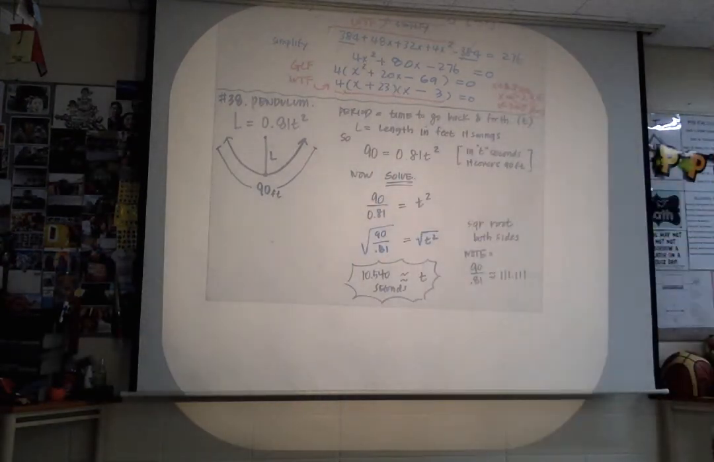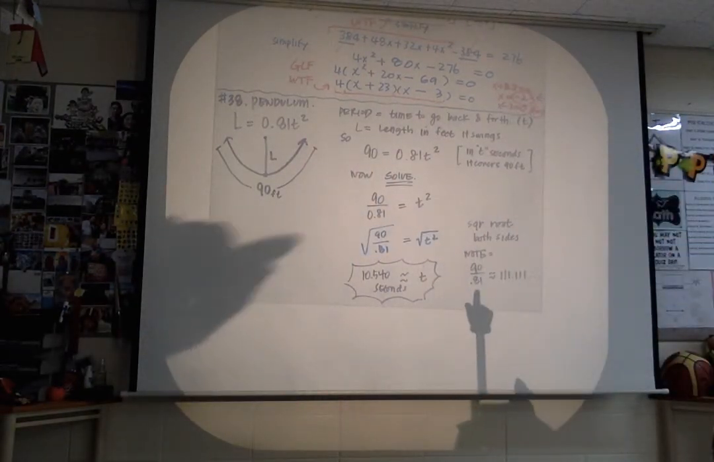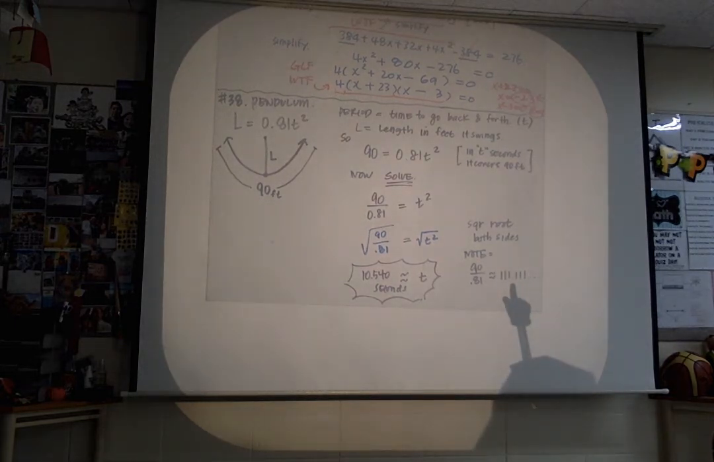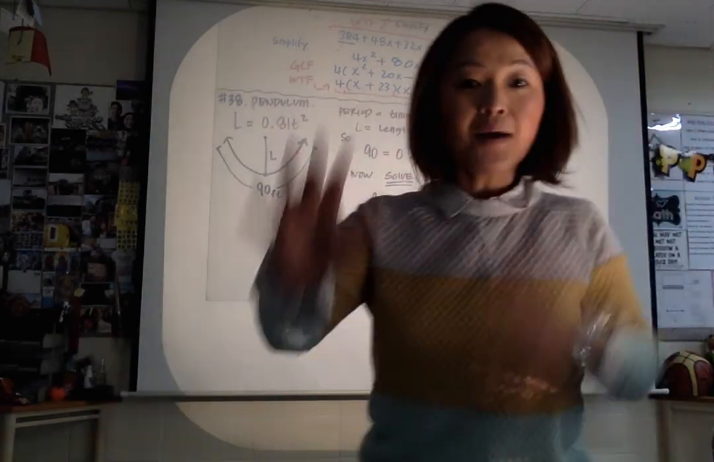But you guys, here I put a little note. 90 divided by 0.81 is 111.111. You can put that in your calculator, but make sure you store that value in your calculator, or you scroll up and square root that entire value, and don't round in the intermediate steps. If you didn't understand that, let me know, okay? All right, you guys. Good luck. Bye.